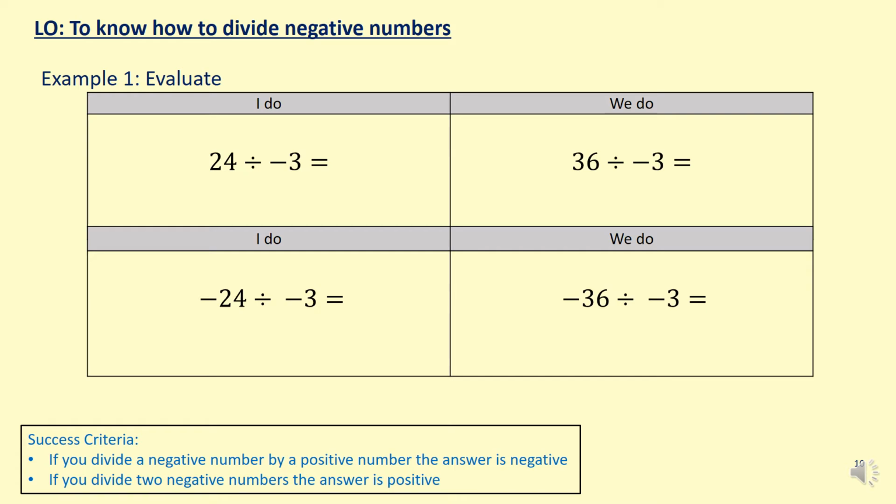If you look at the success criteria, if you divide a negative number by a positive number, your answer is negative. If you divide two negative numbers, your answer is positive. So the rule for sign is exactly the same.